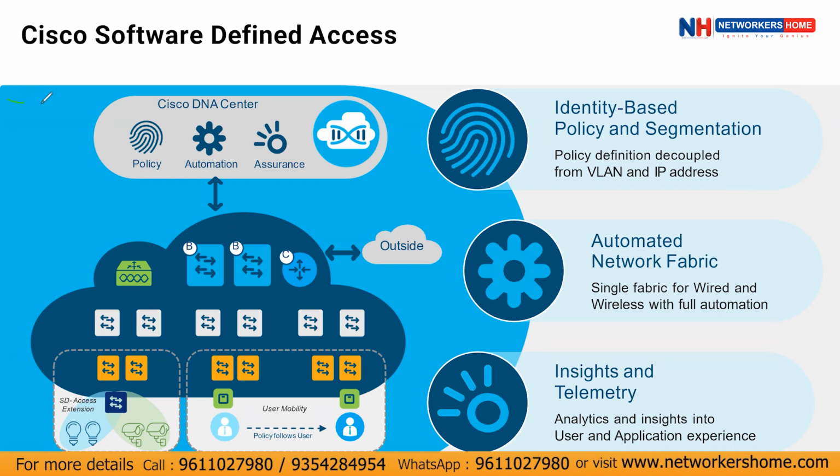See, I'll give a short and sweet answer. ACI is for the data center, SD-WAN is for the WAN, the MPLS or the internet, basically connecting with the outside world, and SDA is for the campus, the branch. You answered it very correctly. You yourself answered your question.